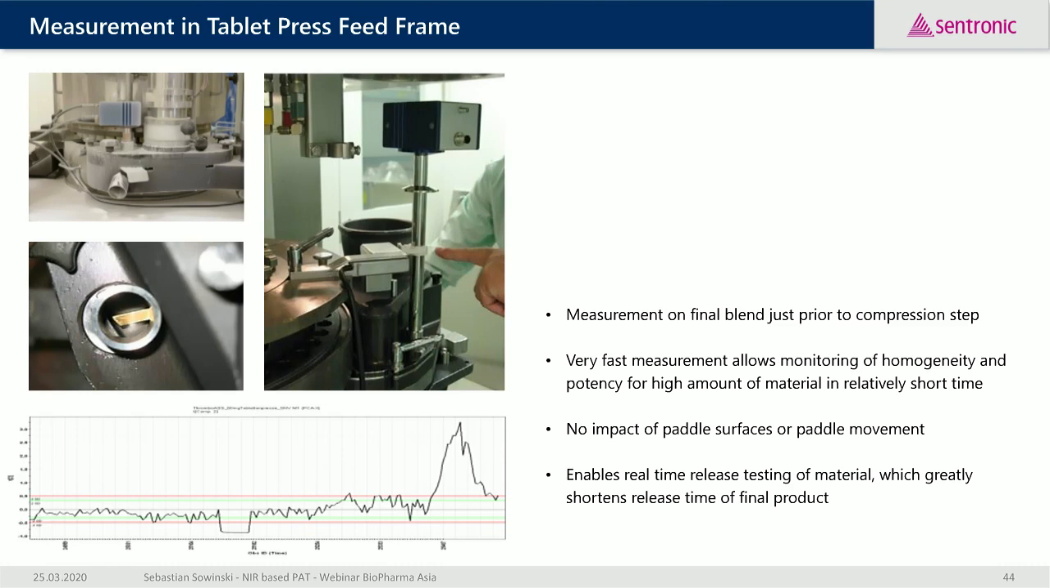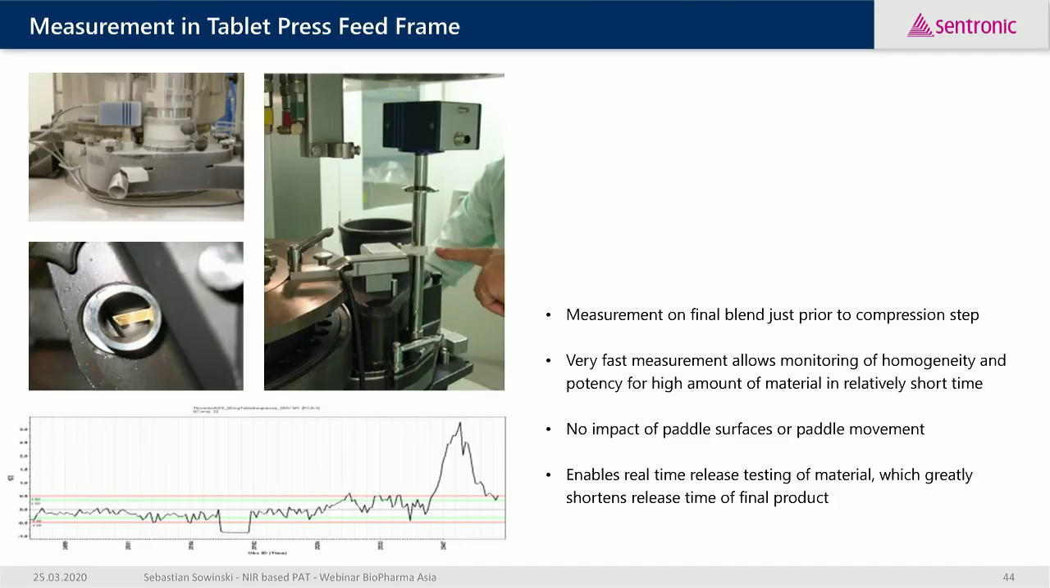It's a very fast measurement. A dielectric-based system here allows the monitoring of homogeneity and potency of a higher amount of material. You got this comparison of numbers, and Tom mentioned, I guess, 13% of the entire batch material is measured in this position.